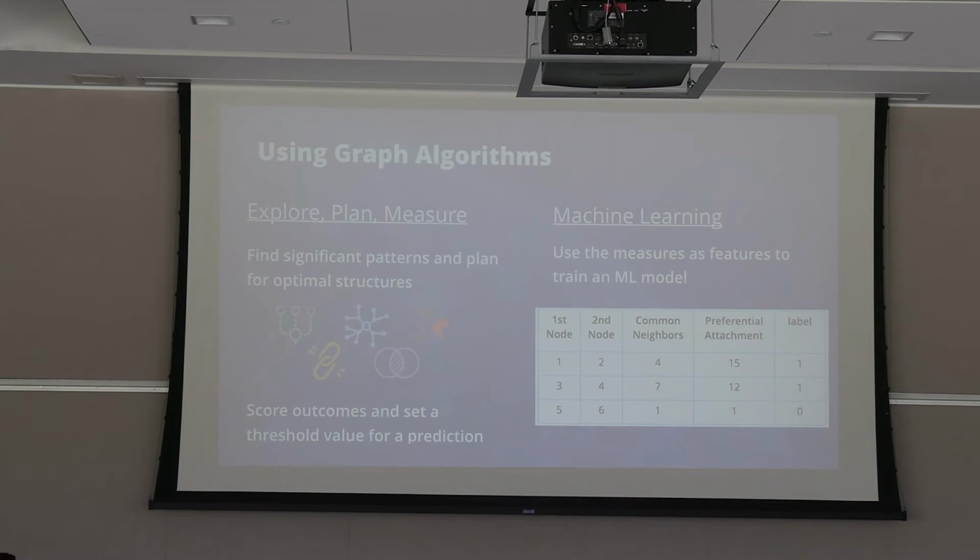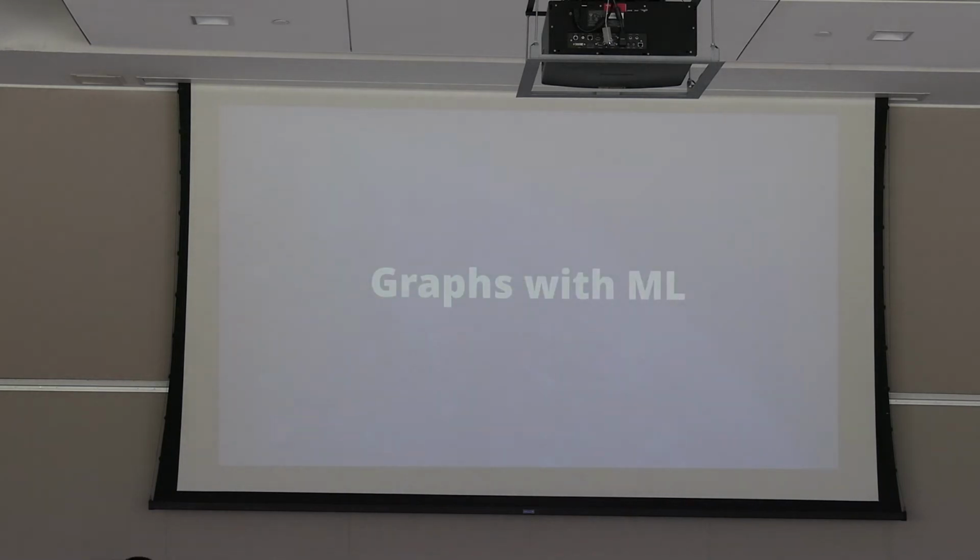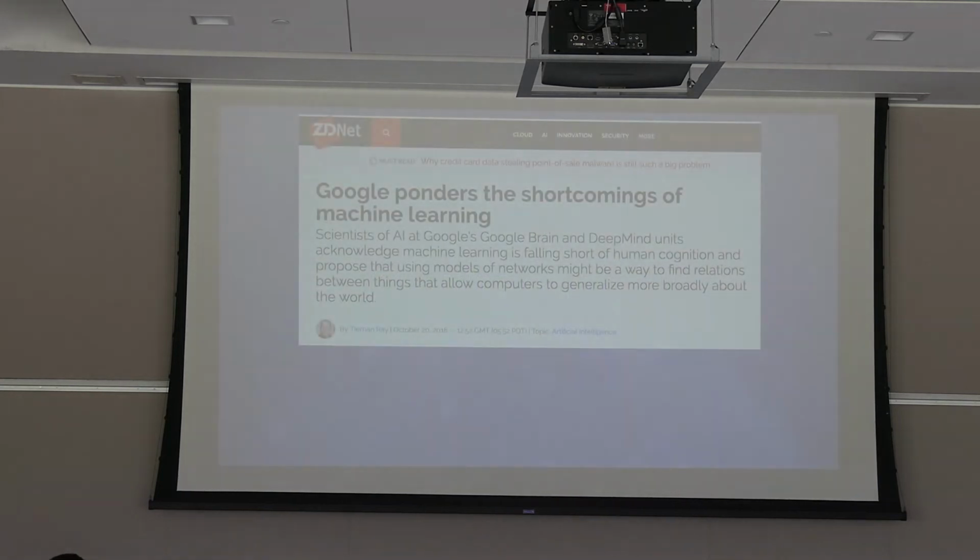So you can use those measures as features to train a machine learning model. And actually, we found that improves the accuracy. So let's talk a little bit about using graphs with machine learning. There was an article last fall that Google posted. They worked with, I think, their DeepMind group and MIT and some other very brilliant people.